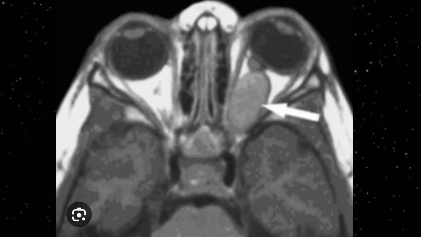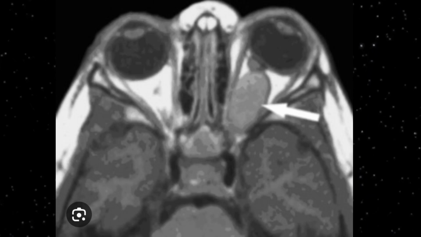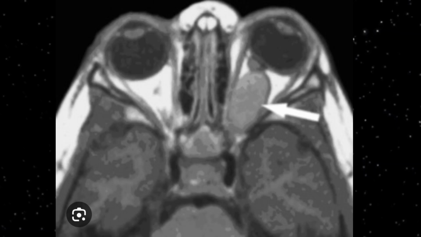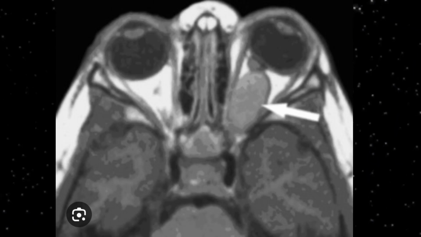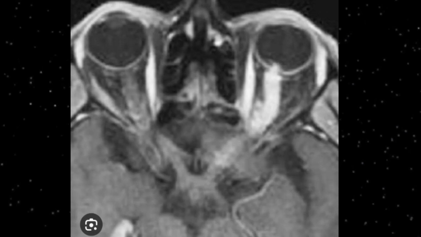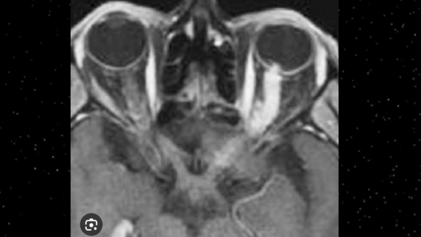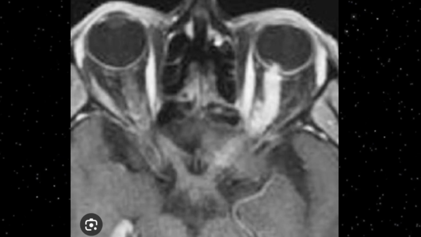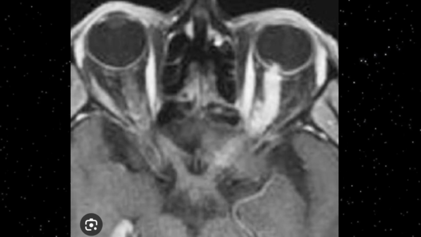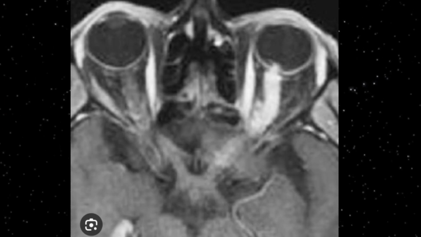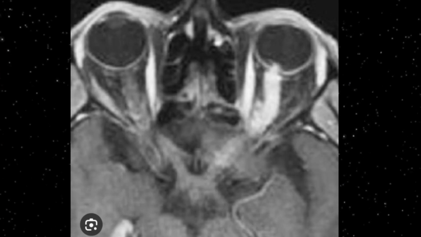So the best modality to see these images is MR, and on T1 weighted images it will appear as iso-intense, which you can see on that image. Another example of the optic nerve glioma on T2 weighted images, because it appears hyperintense. Here on that image you can appreciate it appearing as hyperintense, and this is how the optic nerve glioma will appear on MR images.